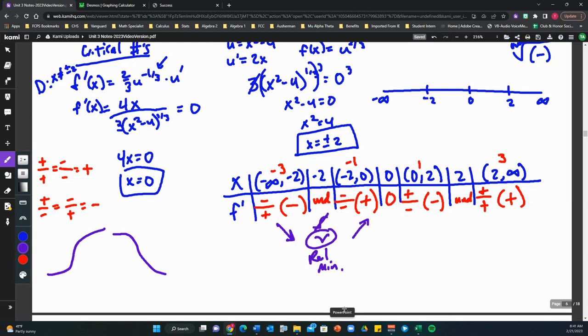Now for the next one, 0 slope means I go flat for a split moment in time. Negative slope means I'm decreasing. This is a smooth turning point. In this case, I'm going to have a relative maximum at x equals 0.